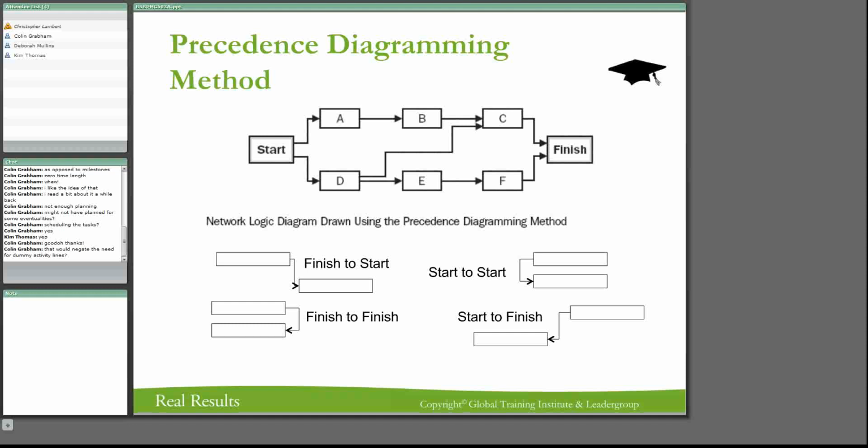Right? So the reason why that would be there is because there'd be other activities in this diagram that would force it to be where it is at, and then you'd have one that needed to start that you'd have to wait until the finish of this one before it started? Well, you see, that would negate the need for dummy activity lines. Yeah, absolutely on the other one.